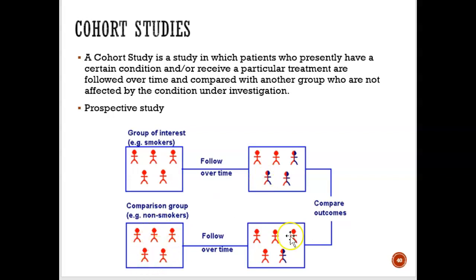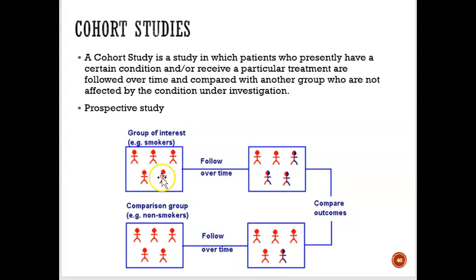People who did not smoke, 1 person got lung cancer, and that could be because maybe they were working in an area that was heavily polluted, for example. So the air that they were breathing caused them to have lung cancer, hypothetically speaking. Okay, so you have 2 groups of people, you follow them over time, and you see who gets cancer, for example.